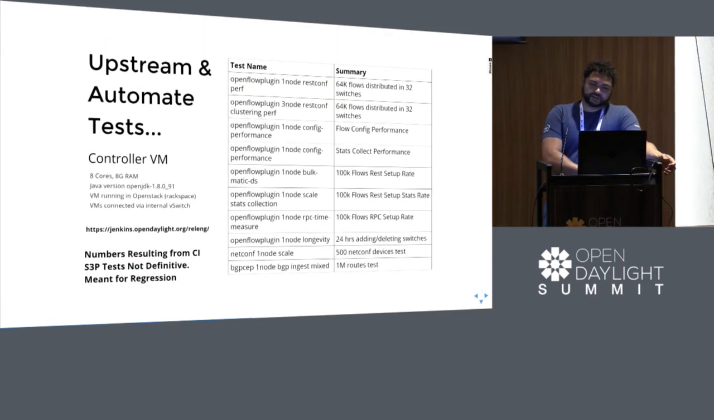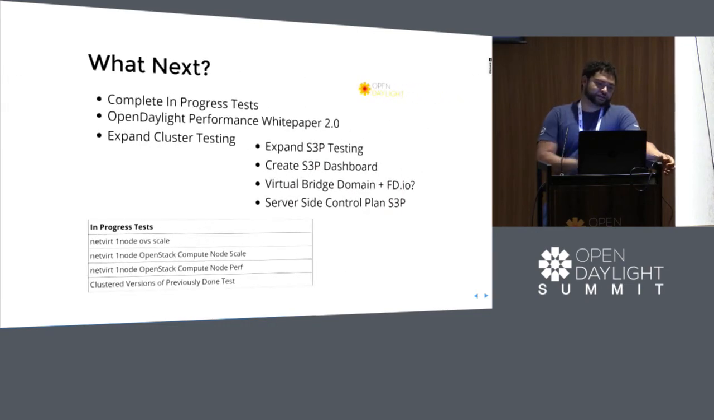I don't think I have too much more to say about this slide here. So what's next? Well, we have to complete some in-progress tests that we're working on in the S3P Workgroup. Those include the tests here at the bottom: NetVirt one node OVS scale, NetVirt one node OpenStack compute node scale, NetVirt one node OpenStack compute node performance, and then there are various clustered tests that we still need to add. We're hoping that the 2.0 version of the report will have a lot more clustering information than the previous version.